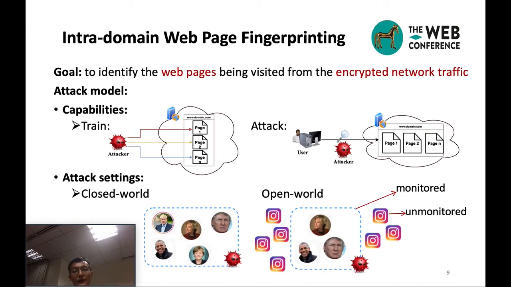And for the intra-domain web page fingerprinting, our goal is to identify the web pages being visited from the encrypted network traffic. And for the attack goal, we adopt the on-path passive network attacker, which is able to train a classifier by visiting offline the web pages belonging to a certain domain, and then use this trained model to detect which web page the user is visiting.